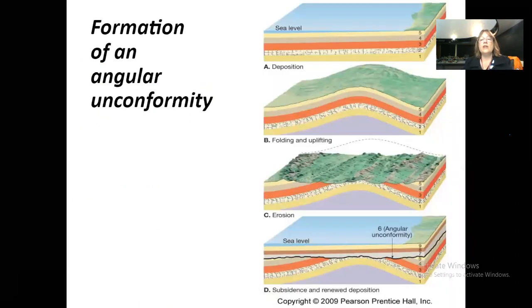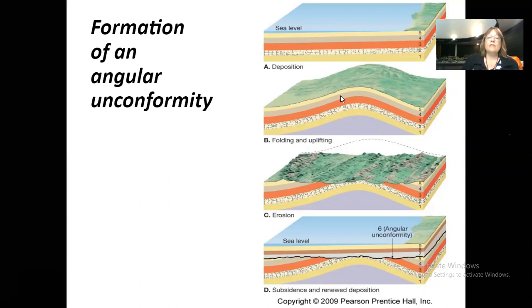This series of diagrams just illustrates the formation of an angular unconformity. We begin by deposition of several layers of sedimentary rock in an ocean environment. And then 2 plates collide, and they cause that region to uplift. You see that it has been lifted above the ocean floor, so it is no longer covered with ocean and deposition has stopped, and we have plants growing on the surface.